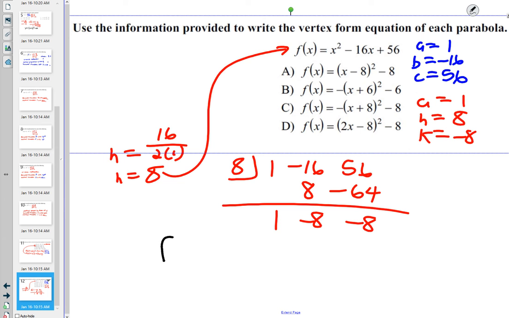We'll stay in function notation because that's what they wrote it in originally. When A is 1, I don't need the 1. Here's my parentheses. What's going to go inside the parentheses? X minus 8, because you have to change the sign of the H. But the K stays the same, so that's also minus 8.